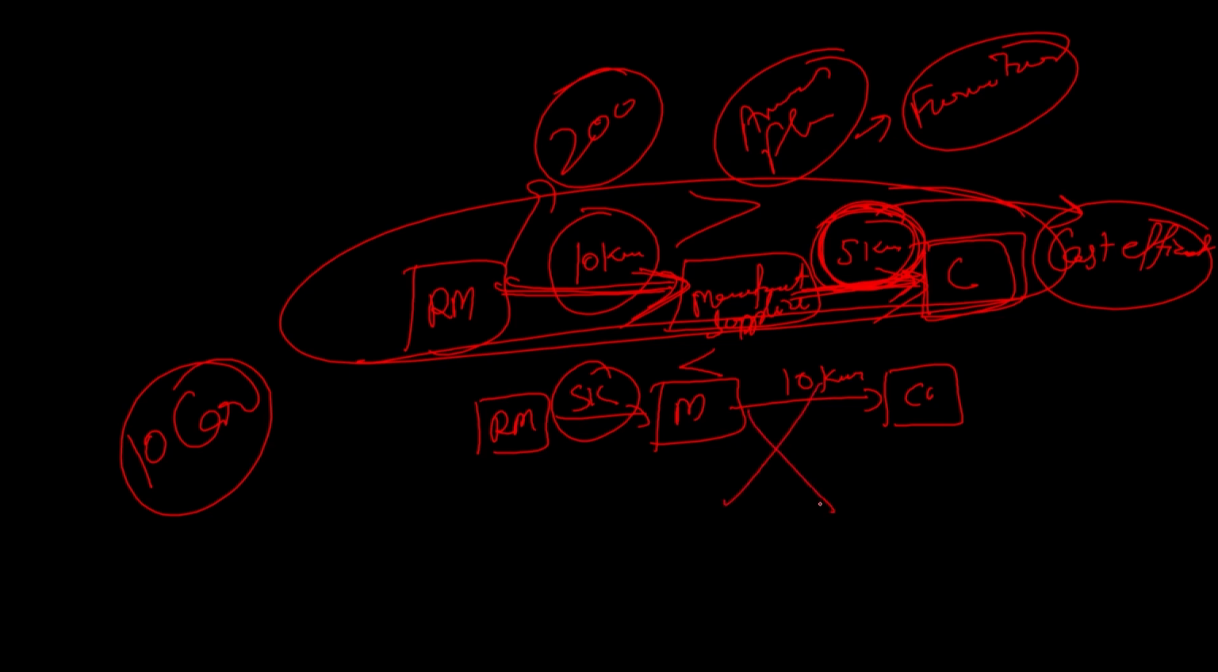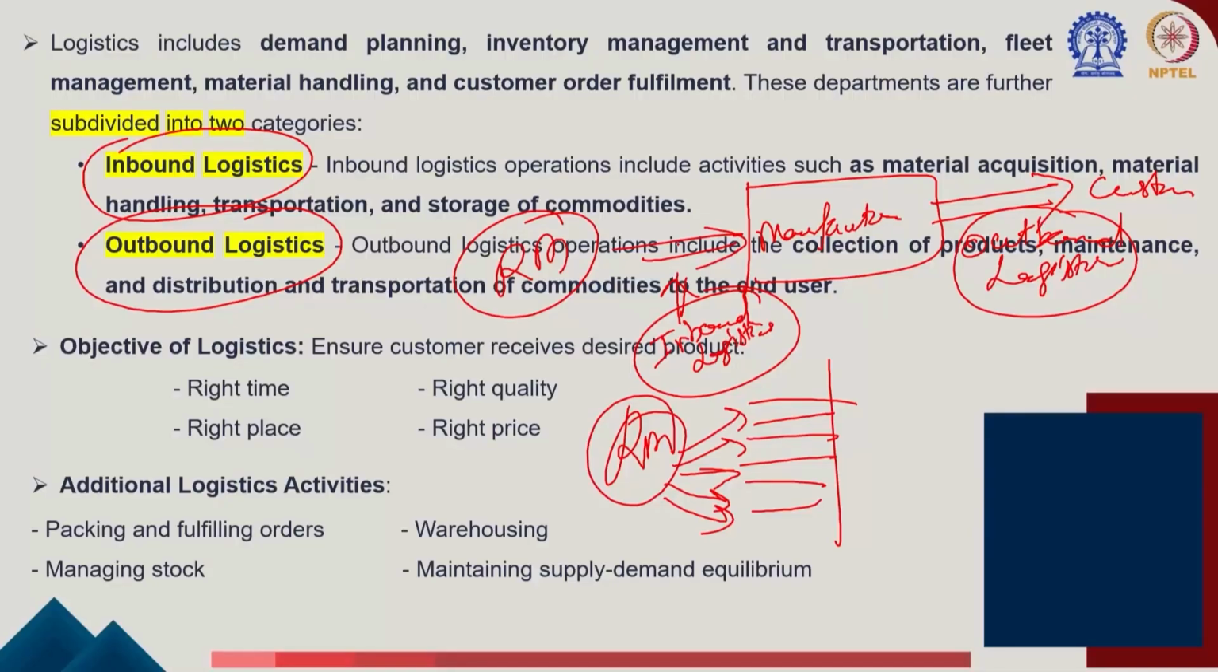So we try to set up our manufacturing factories near the customer location or market, so that in the end the final product has to travel the minimum distance.